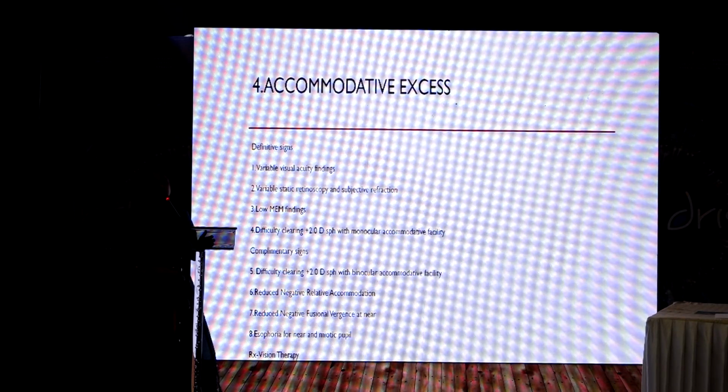So the definitive signs in this particular condition are the variable visual acuity findings, variable static retinoscopy and subjective refraction, and when you do the accommodative response assessment by using the MEM retinoscopy, you find that there is a low value of MEM retinoscopy, and the patient has difficulty with plus lenses when you are testing the accommodative facility. The complementary signs would be difficulty clearing plus with binocular accommodative facility, reduced negative relative accommodation, reduced negative fusional divergences, and esophoria and myotic pupil. The treatment is by using vision therapy.